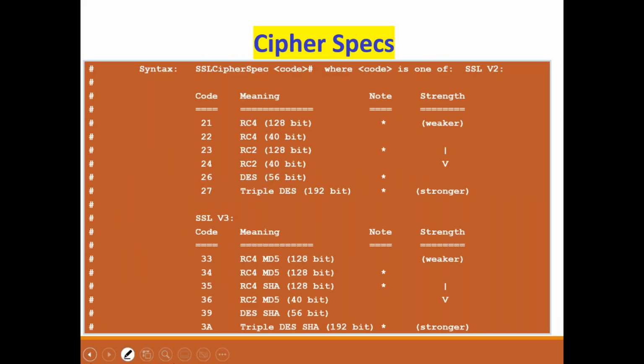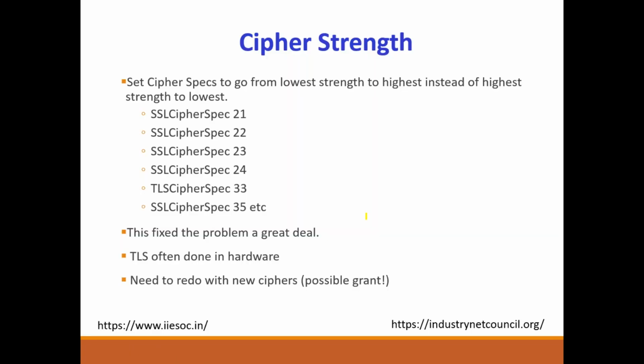And so, here's the specification. What we did is we said, why don't you go from the lowest strength to the highest? So we said, we'll negotiate the lowest strength. And that really opened things up. Very, very interesting: just the strength of the cipher spec itself and doing the encryption was taking all that much time.